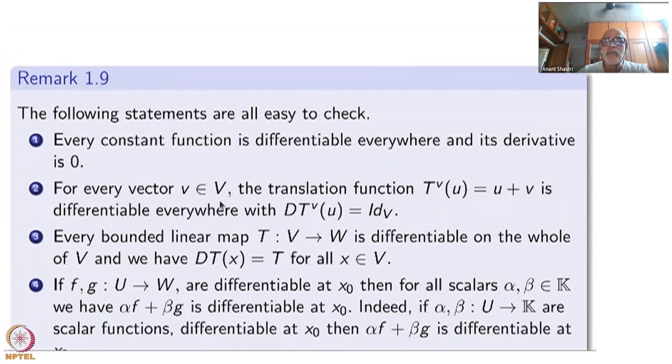For every vector v belonging to V, consider the translation function on a vector space, u going to u plus v, where v is fixed. I have written it as T upper v of u. Maybe I will forget to write this notation every time. The translation function is very easy to remember. This is differentiable everywhere, and its derivative is the identity function. Remember, translation is from V to V, so the derivative will also be from V to V. It will be a continuous linear map. In this case, it is the identity of V.